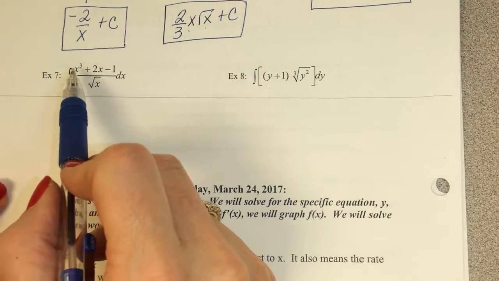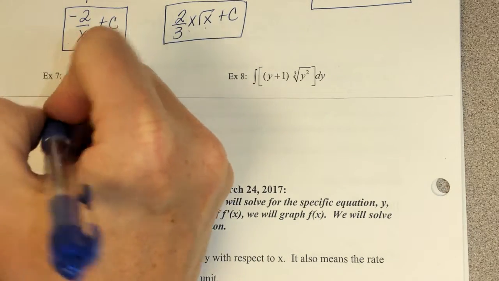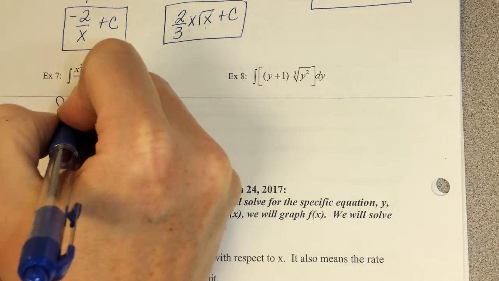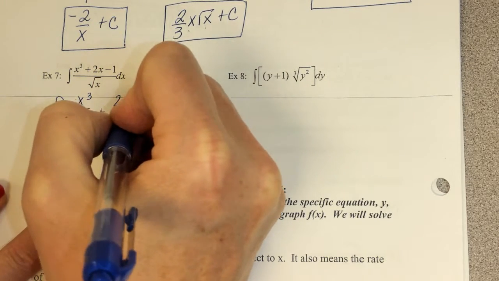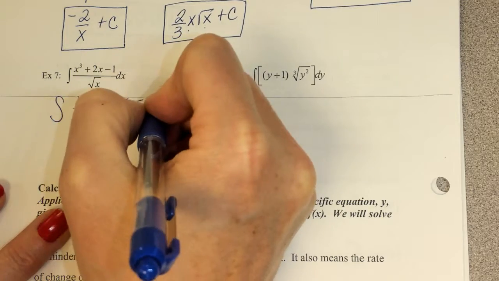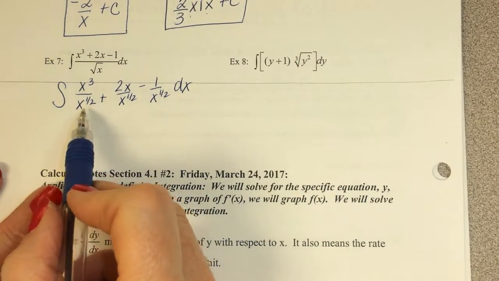Number 7, this one's pretty challenging. You have to divide each one of these by radical x. So we're going to have the integral of x to the 3rd over x to the 1/2 plus 2x over x to the 1/2 minus 1 over x to the 1/2. Every one of those is getting divided by x to the 1/2.